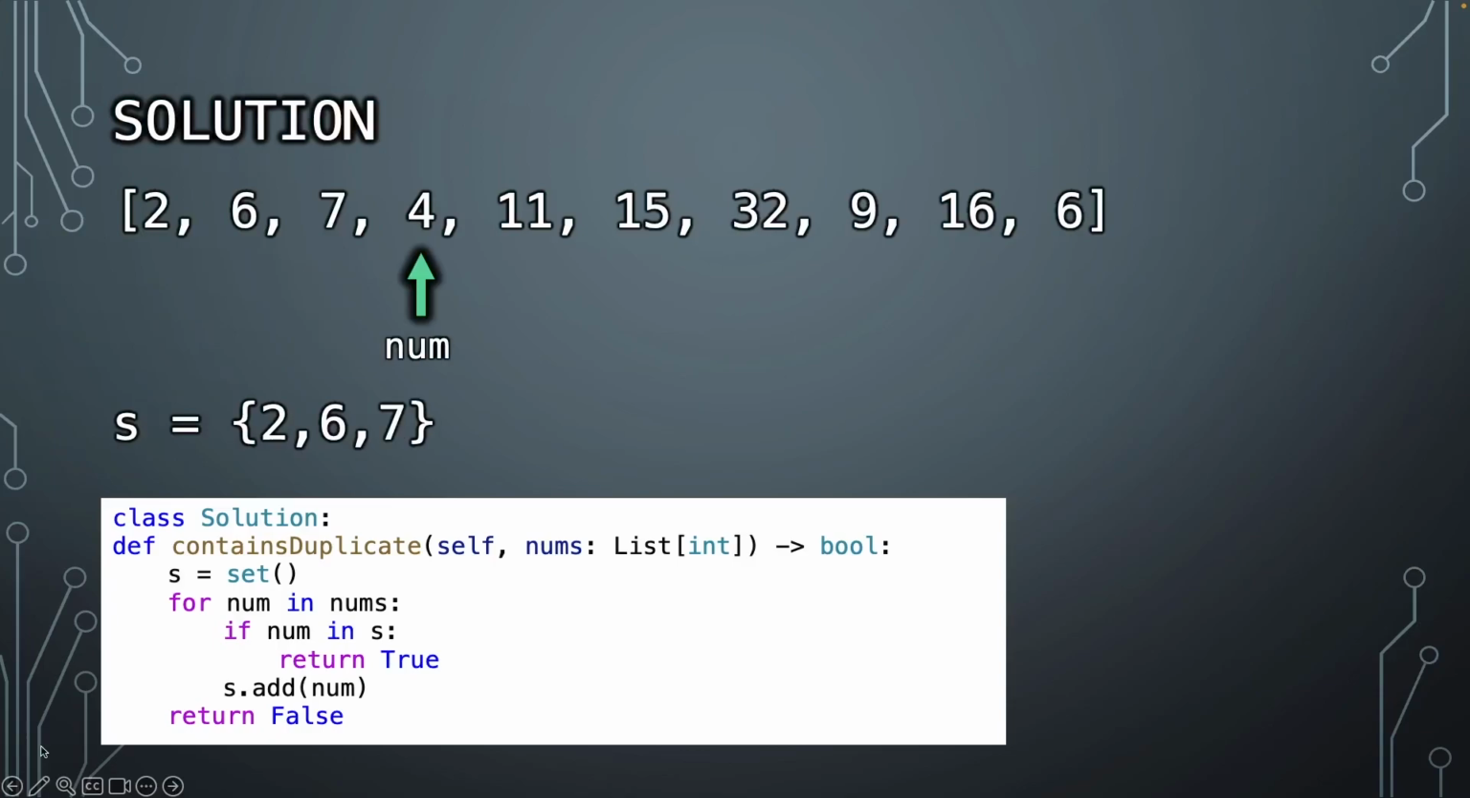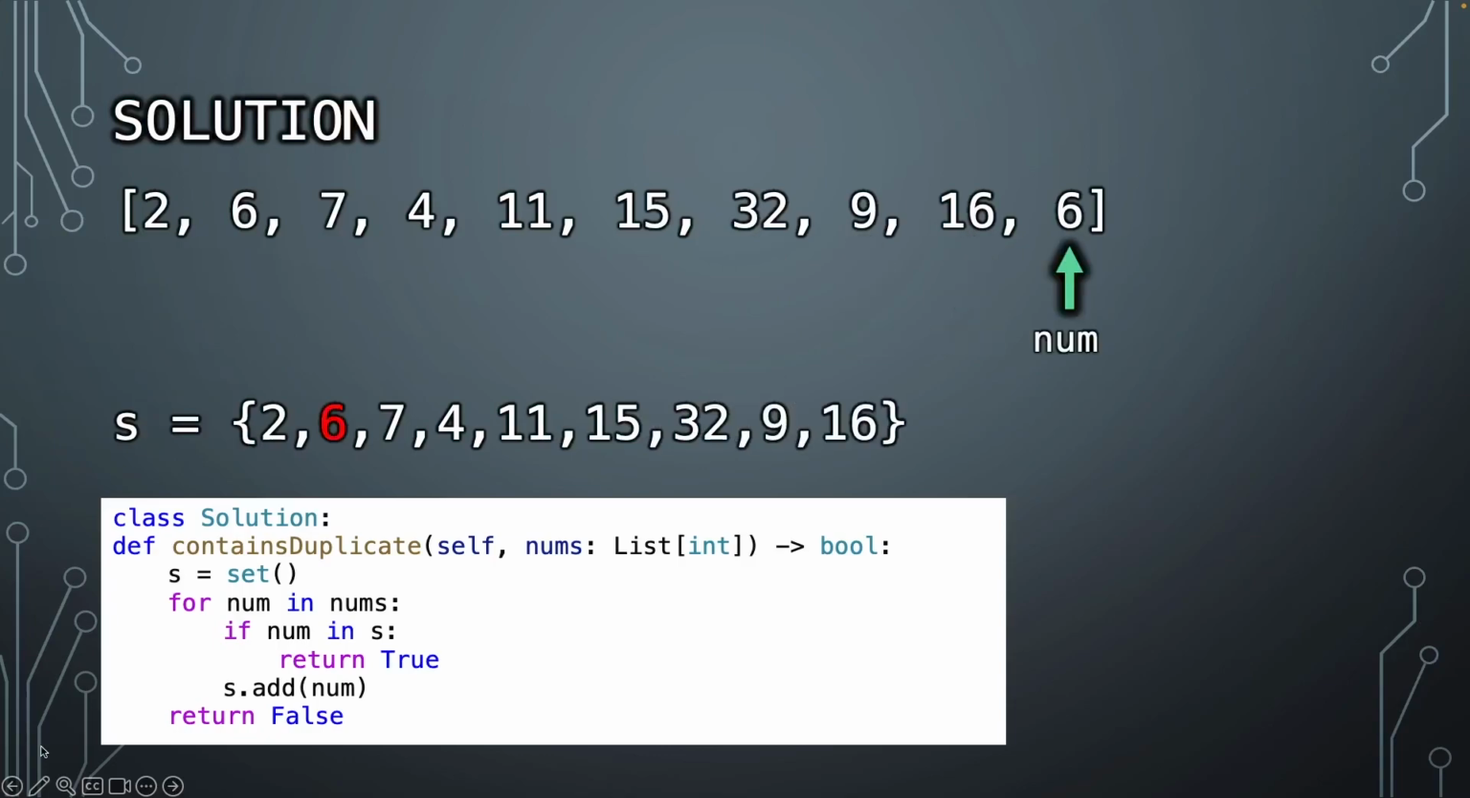Then we move to 4, it's not in. 11 is not in there. 15 is not in the set. 32 is not in the set. 9, 16 are not in the set. At this point, 6 is in the set because we've already seen it. And since num was already in the set, it means we've seen it, so there's a duplicate and we return true.